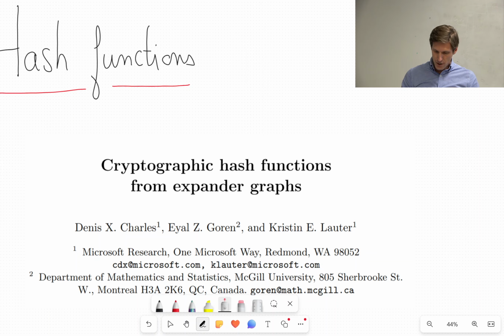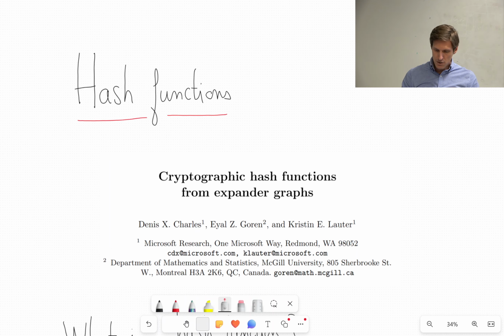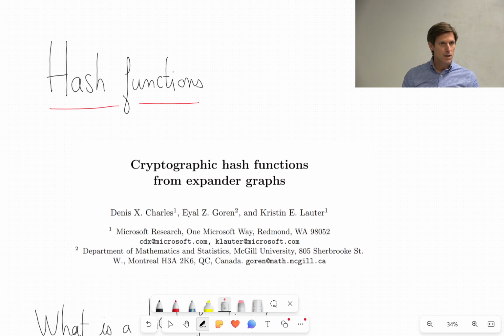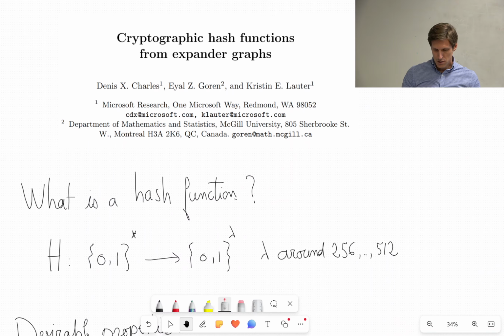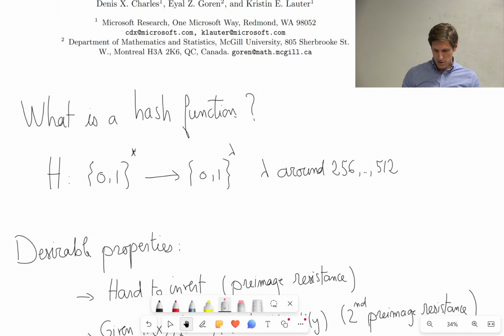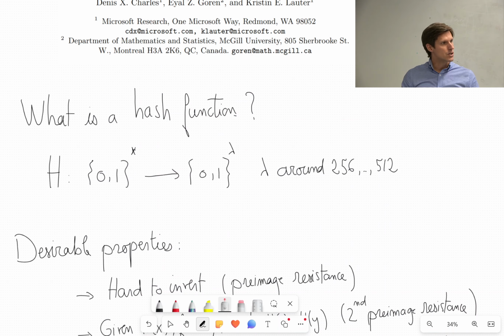And that was also 2006. But the ideas here are completely different. They're not trying to do key exchange. They're not trying to do a zero-knowledge proof of an isogeny. Instead, what they want to do is a hash function. In case you're not familiar with that notion, what is a hash function?